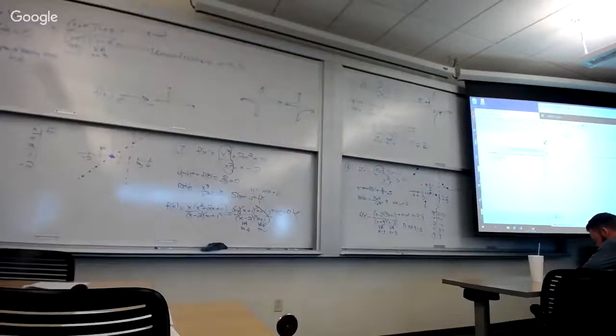So this function was x cubed plus 2x squared plus x divided by x squared minus x minus 2. There we have it. Did I do that correctly? x cubed plus 2x squared plus x all over x squared minus x minus 2. Oh, okay, there we go.